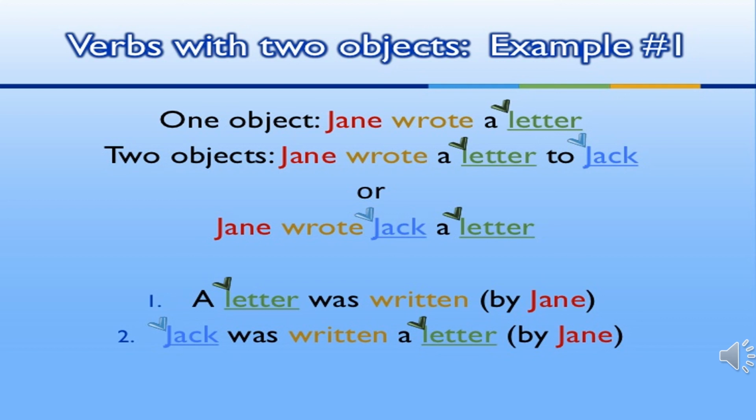In case I have two objects here, I have the right to choose which one to start my sentence with. So I may say, a letter was written by Jane to Jack, or I may say, Jack was written a letter by Jane. And both sentences are correct.